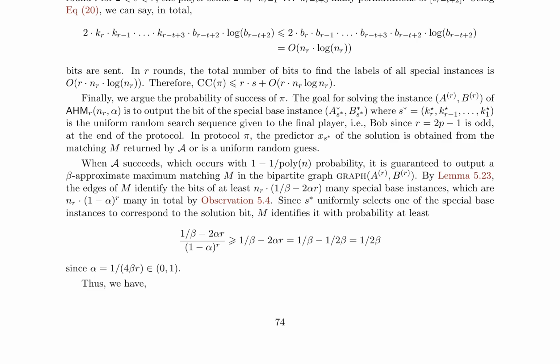The protocol's output is determined by the matching M returned by A and the identified labels of the special base instances. The output is either 0 or 1, depending on whether M contains certain edges. If M contains the edge (L, R) or (L, R), the output is 0. If M contains the edge (L, R) or (L, R), the output is 1. Otherwise, the output is a uniform random bit.